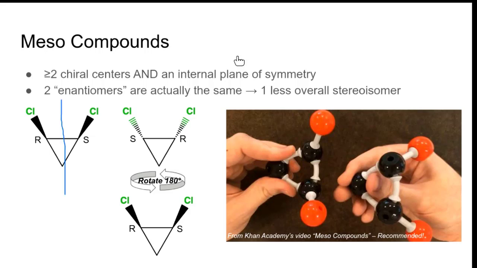So when we have an internal plane of symmetry with chiral centers, we're going to have what's called a meso compound, which is when the enantiomer is really the same thing. The important thing to think about with that is that we have one less overall stereoisomer than we would otherwise, right? Instead of 2 to the n stereoisomers, where n is the number of chiral centers, we have 2 to the n minus 1.